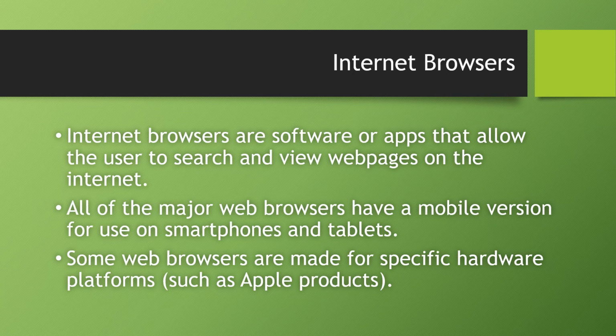All the major web browsers have, of course, a mobile version nowadays for use on smartphones and tablets, although some web browsers are made for specific hardware platforms such as Apple products. Also, some browsers are now coming with different modes that actually hide your browsing activity from others that could see it on the internet.